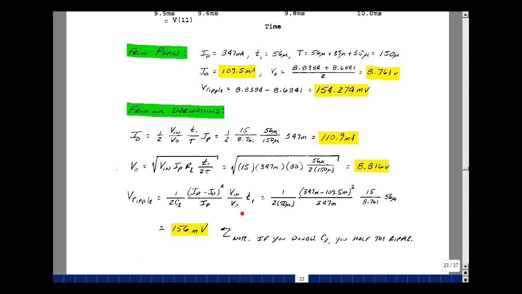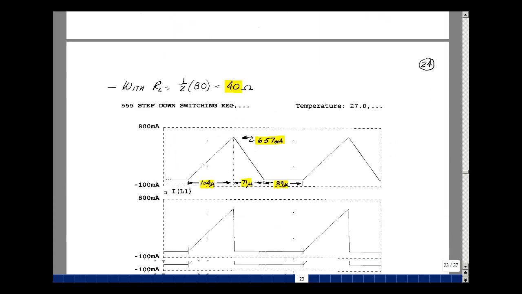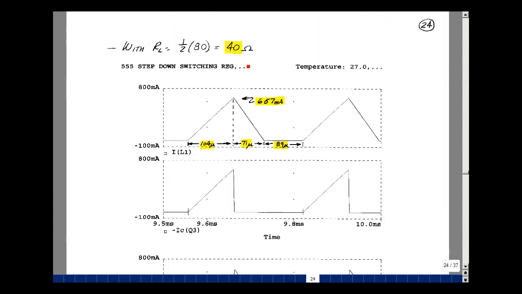The ripple was this formula, 1 over 2C2, ISO-P minus I0 squared over ISO-P, Vin over V0 times T1. So 1 over 250 microfarads, 347 milli minus 109.5 milli, quantity squared, divided by 347 milli, times 15 divided by 8.761, times 56 microseconds, and I get 156 millivolts, measured 154. I'm next going to cut the load in half and see what happens.